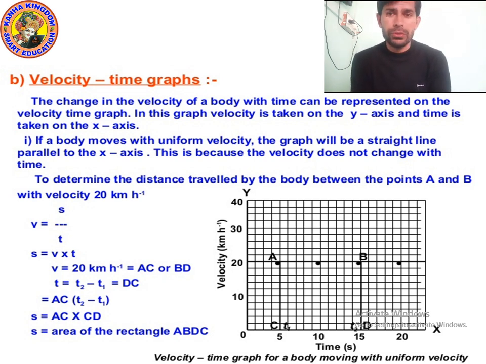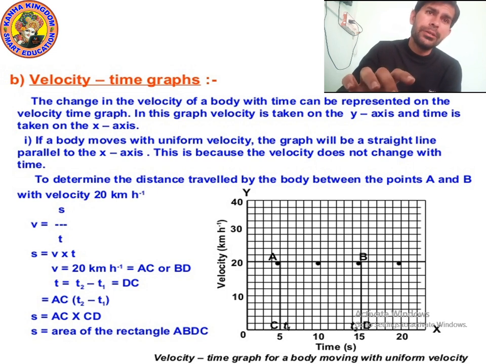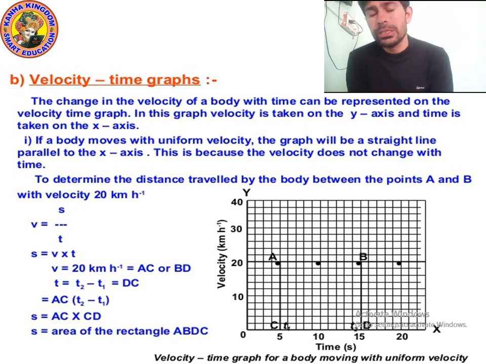You know that there are two types of acceleration: uniform acceleration and non-uniform acceleration. What is uniform acceleration? If the change in velocity is equal in equal intervals of time, it is uniform acceleration. If the change in velocity is unequal in equal intervals of time, then it is non-uniform acceleration. And we also studied the distance time graph for uniform and non-uniform motion.